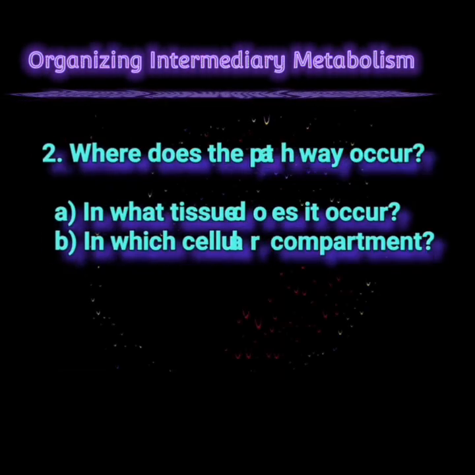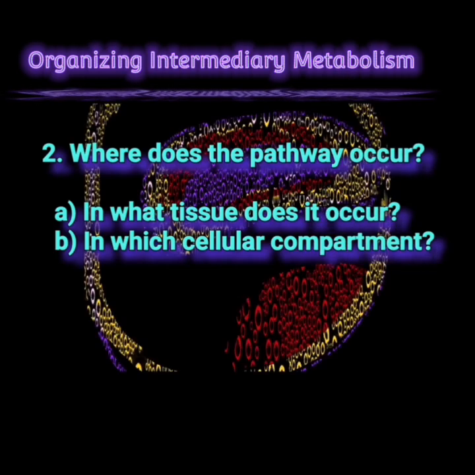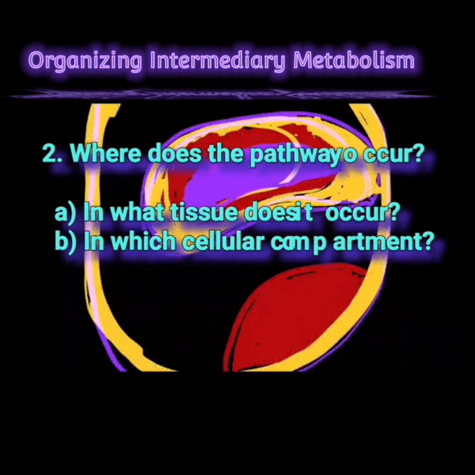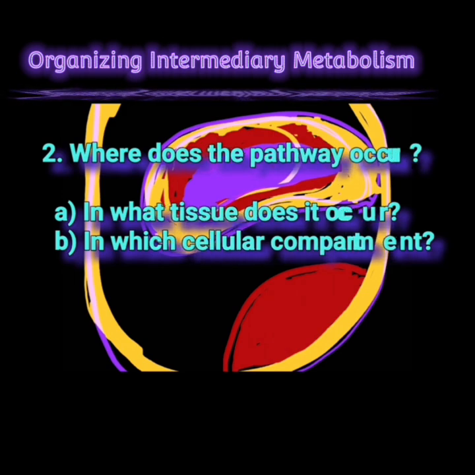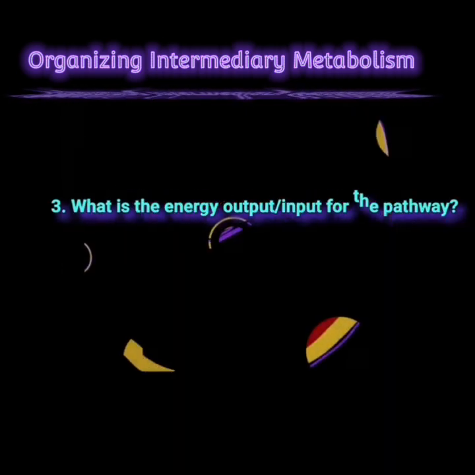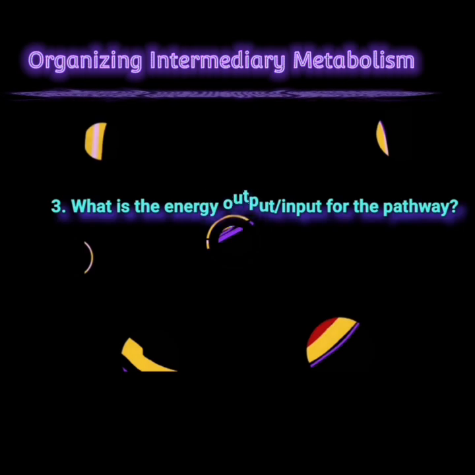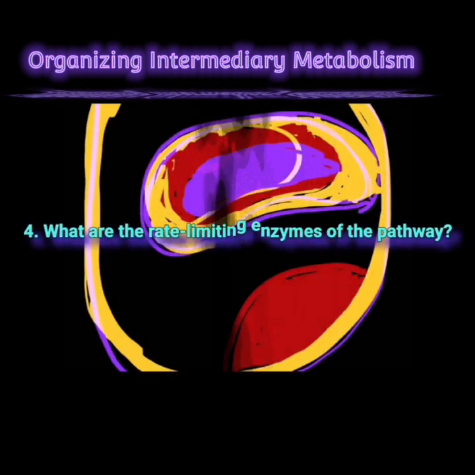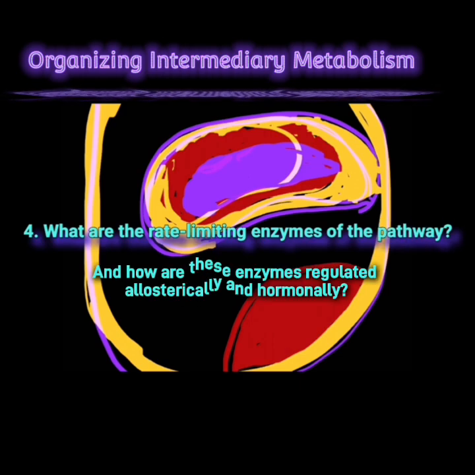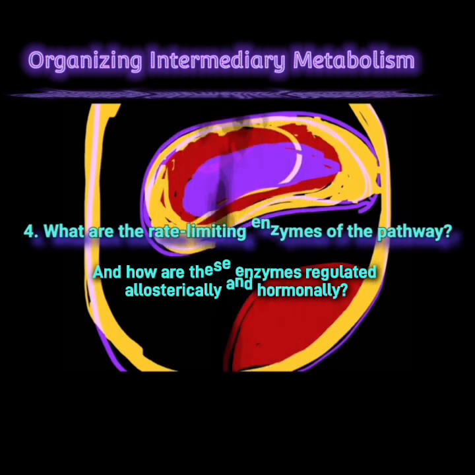The second question is, where does the pathway occur, in what tissue does it occur, and in which cellular compartment? The third question is, what is the energy output or input for the pathway? The fourth question is, what are the rate-limiting enzymes for the pathway? And how are these rate-limiting enzymes regulated allosterically and hormonally?